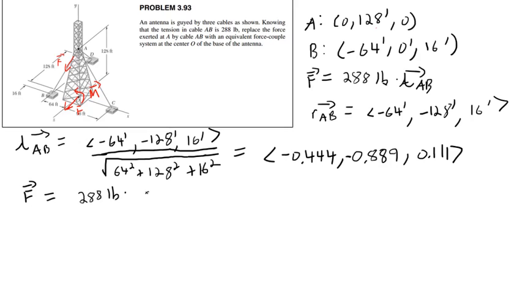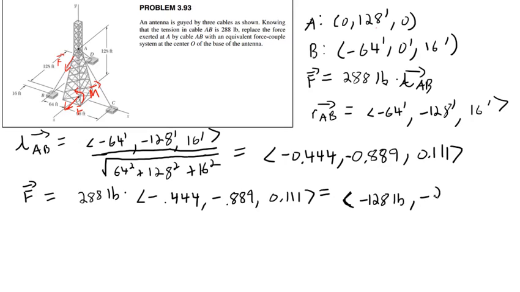times, as a scalar multiplier of the unit vector, 0.111. So it's multiplied by 288. And this is negative 128 pounds in the x, negative 256 pounds in the y, and 32 pounds in the z.